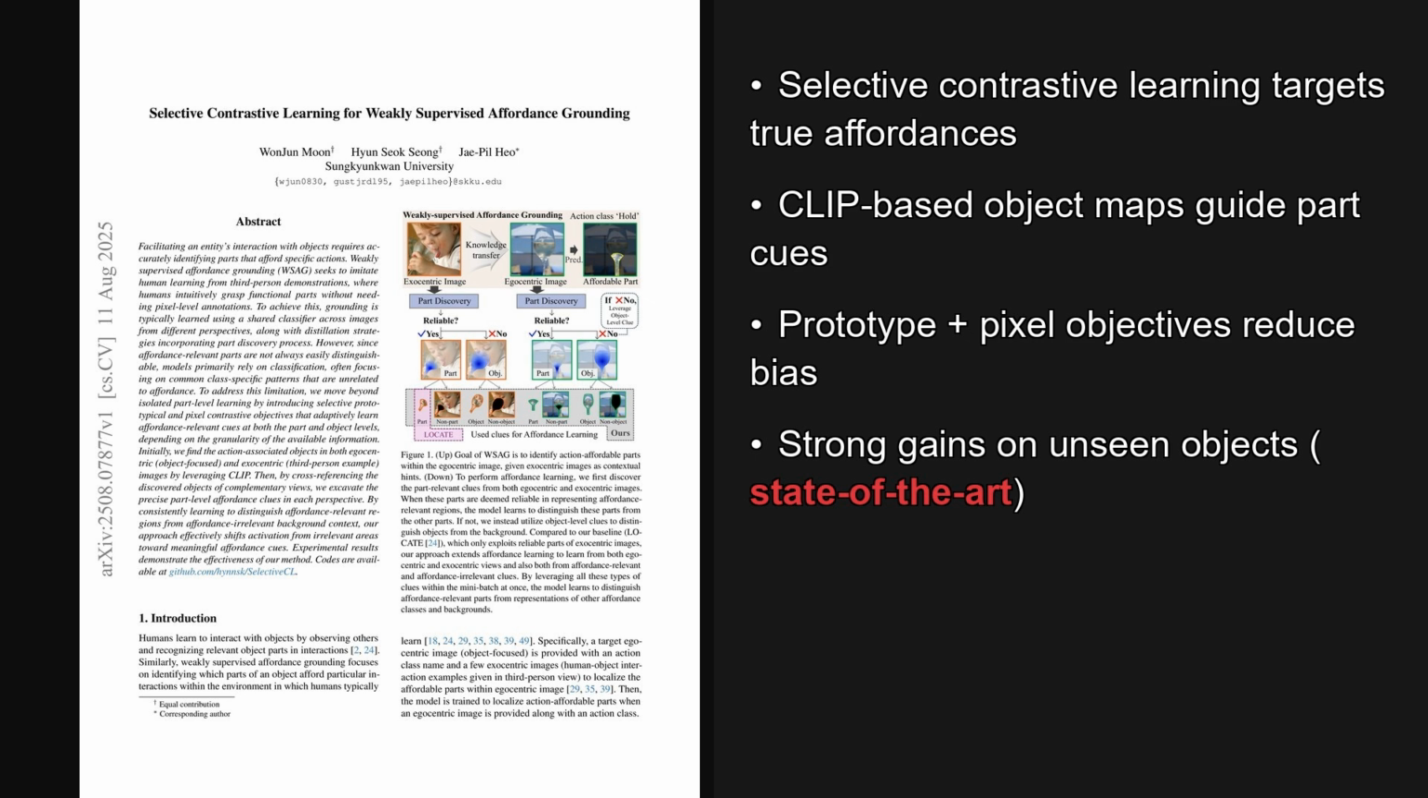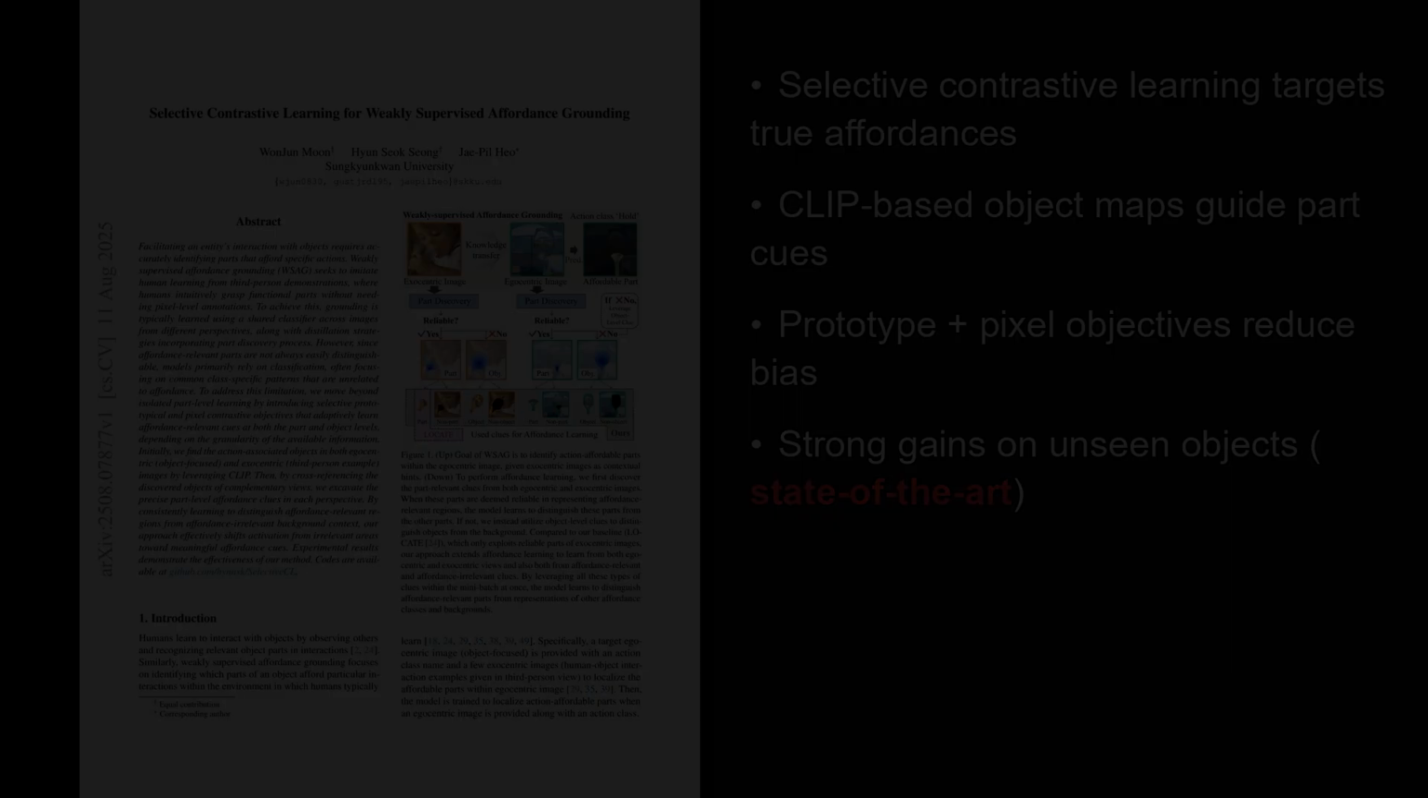In short, the method uses CLIP-guided object discovery plus adaptive, prototypical, and pixel contrastive learning to improve weakly supervised affordance grounding, especially on unseen objects.